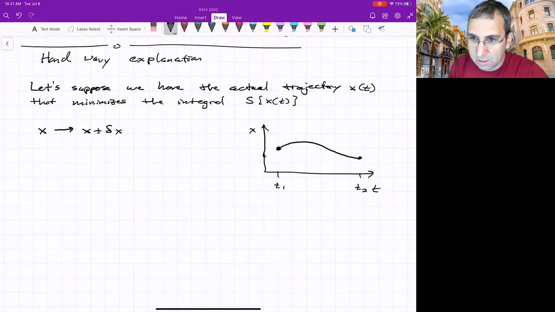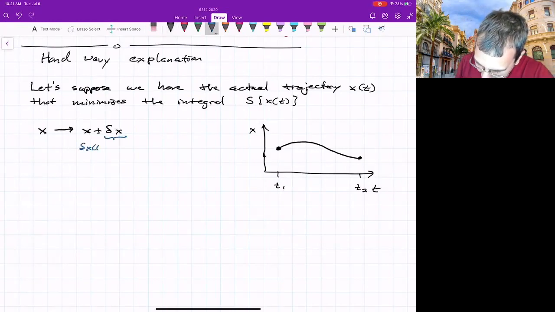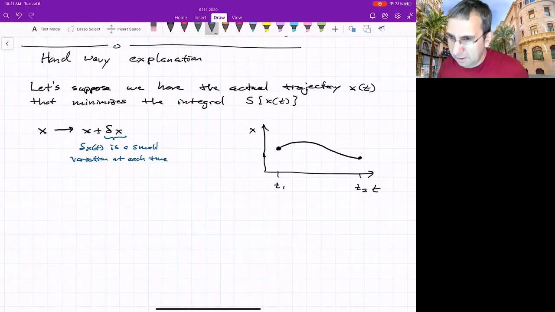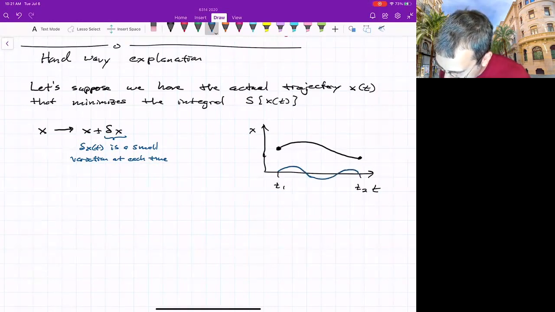This is a small variation. It's a continuous function of time. So delta x is a small variation at each time. What do I mean? I'll draw this delta x down here. Delta x will be something that maybe goes up and then down and then up again. It could be any arbitrary function. I'm just sort of drawing something and drawing arrows.